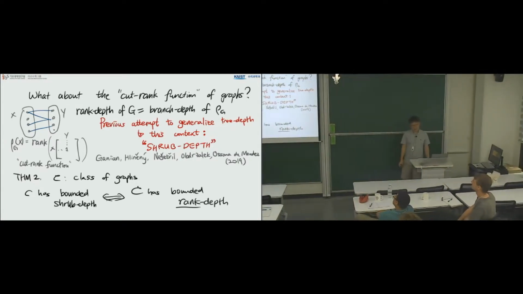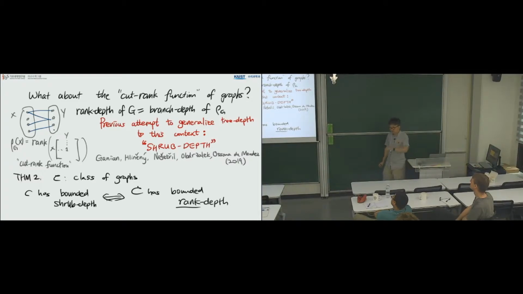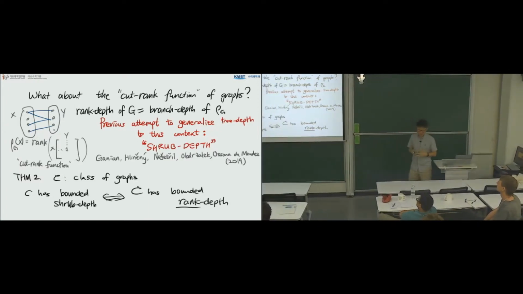Now, what about the cut rank functions? Cut rank functions was used to define rank width. So if you use the same connectivity function, we will get some depth parameter useful for rank width study.